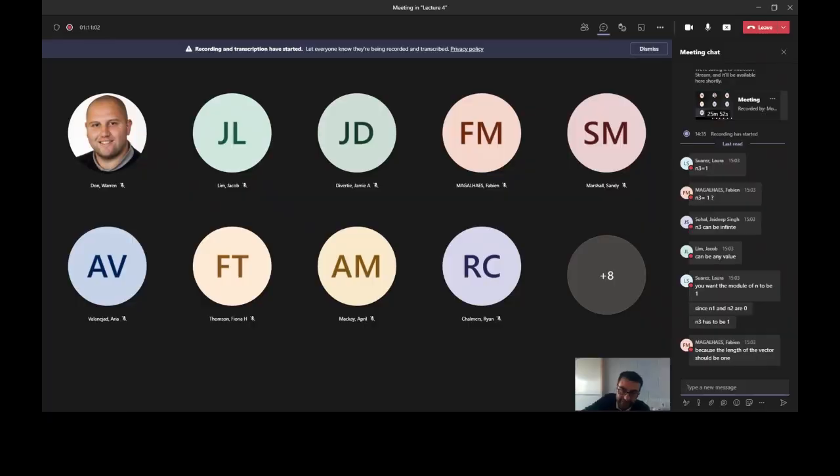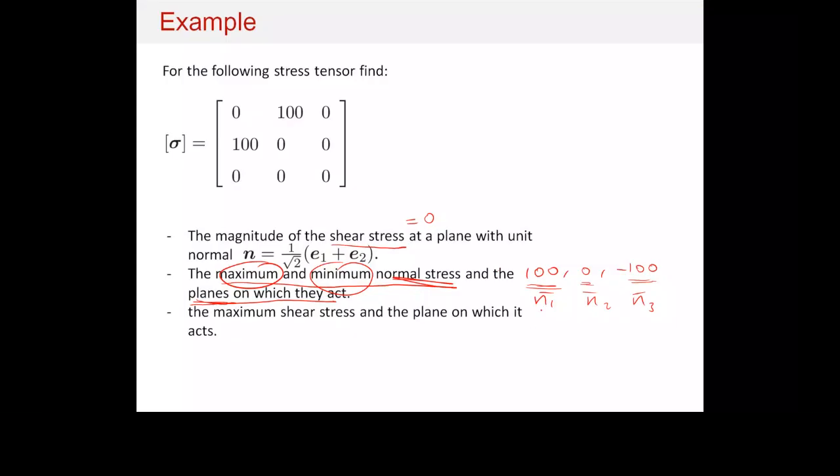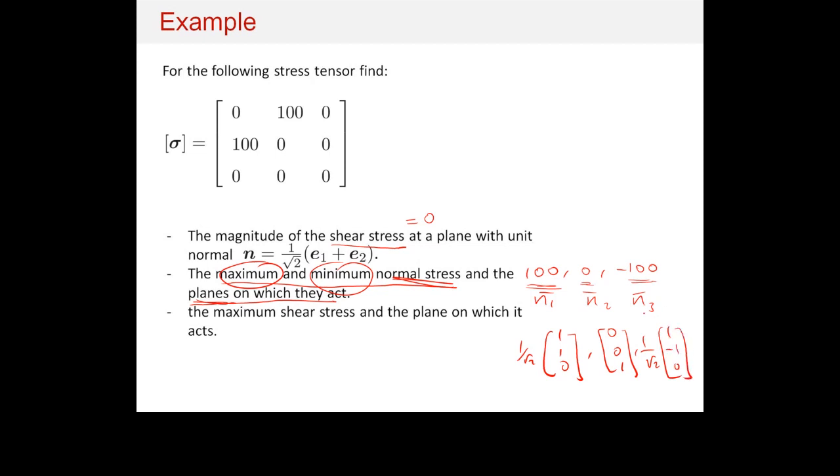And then I have been able to find the planes where this is active. So this is 1 over square root of 2 multiplied by 1, 1, and 0. This is 0, 0, and 1. And finally, I have 1 over square root of 2 times 1, minus 1 and 0. So this is n3 now. All right, so I've been able to find the maximum, the minimum, and the plane where these maximum and minimums are active. The one part that is left for us is to find the maximum shear stress and the plane on which it is active.